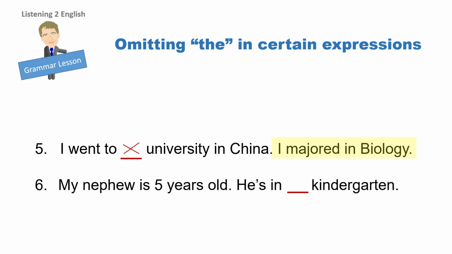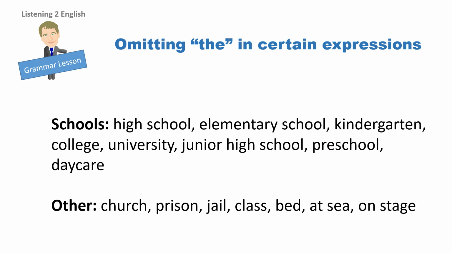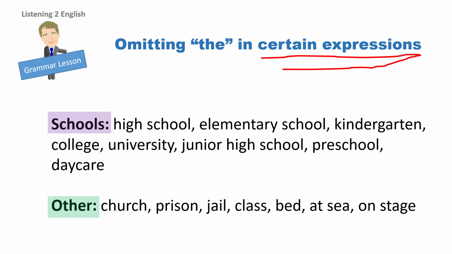I majored in biology. Number 6, "My nephew is 5 years old. He's in kindergarten." From the context here, it sounds like they're trying to say that the nephew's a student. So here there would be no "the." I think the key for this grammar lesson today is omitting "the" in certain expressions really only applies to certain expressions. And I think it's only these expressions listed here. So it's schools like high school, elementary school, kindergarten, and then a few other expressions such as church, prison, jail, class, bed, at sea, on stage, and that's about all.